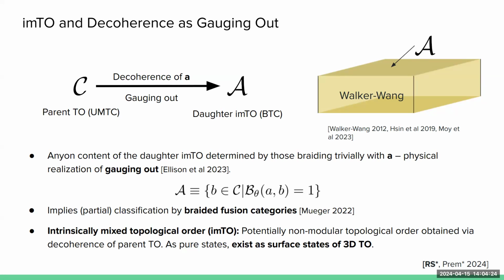Yeah, so is that more or less clear so far? Okay, so this is in essence the main claim of our paper, that we can generate these intrinsically mixed states, and we can characterize them or partially classify them at least based on braided fusion categories.